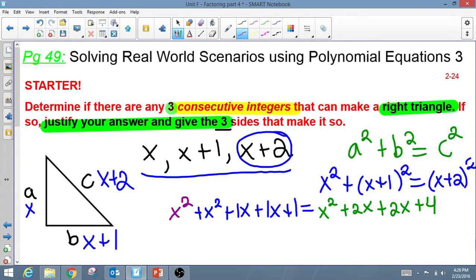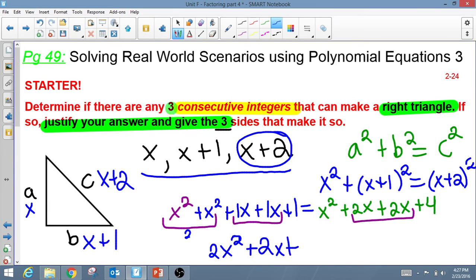When we combine like terms, we can combine these and these and these. So our new equation would be, since we have 2 of these, we would have 2x squared plus 2x plus 1 equals x squared plus 4x plus 4.